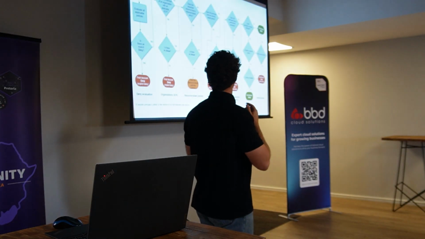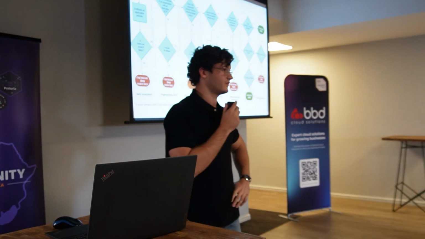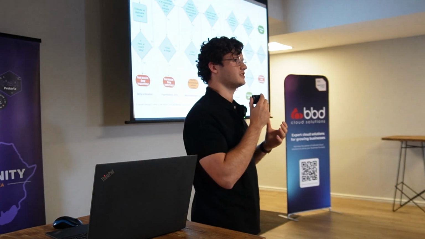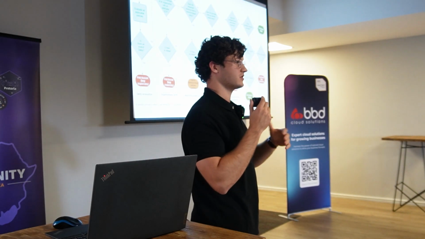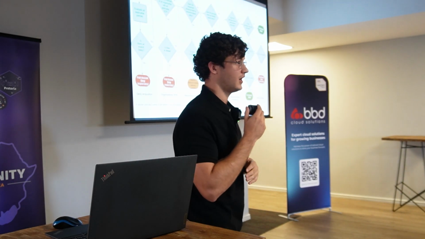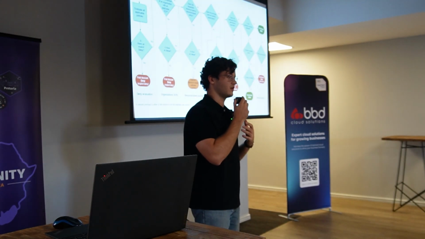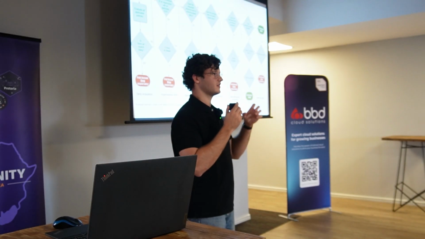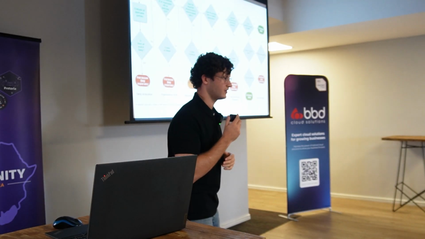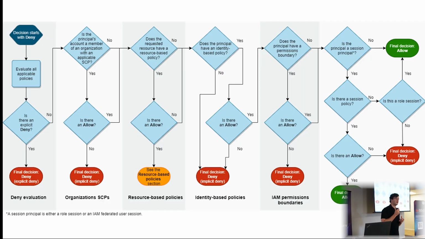The next being SCPs. Now, SCPs are service control policies. These are IAM policies that you attach on your AWS organization, which is a collection of accounts. There's also something called an OU, which is an organizational unit, which is also just a list of accounts. An account in AWS is a collection of IAM identities.